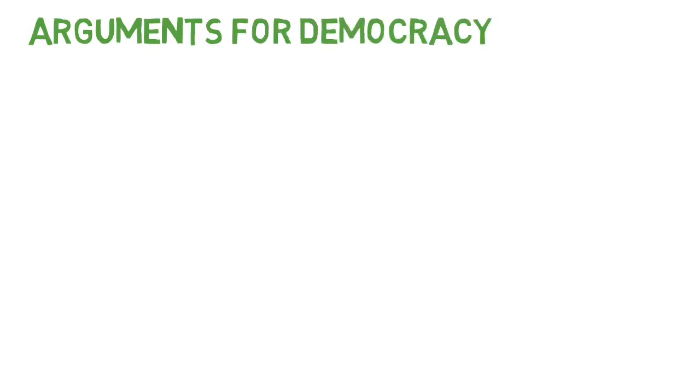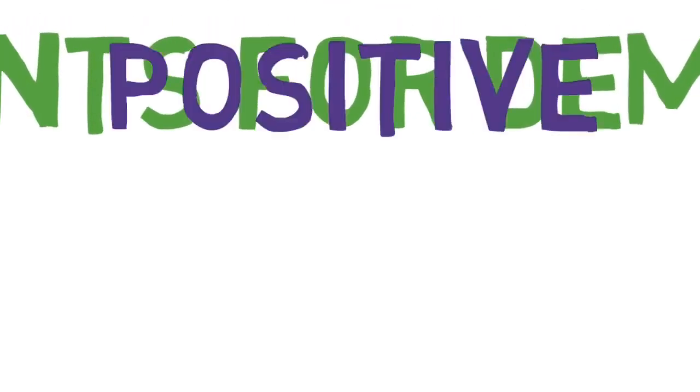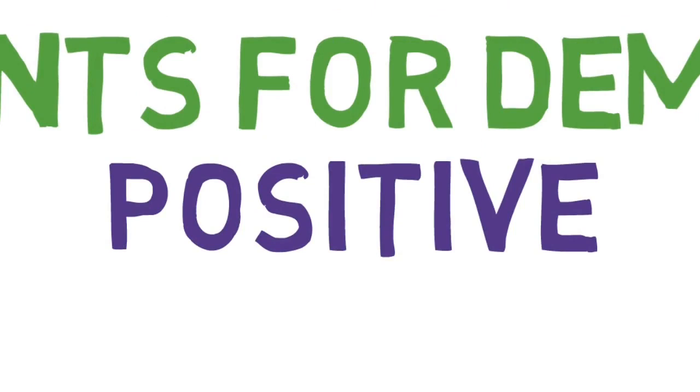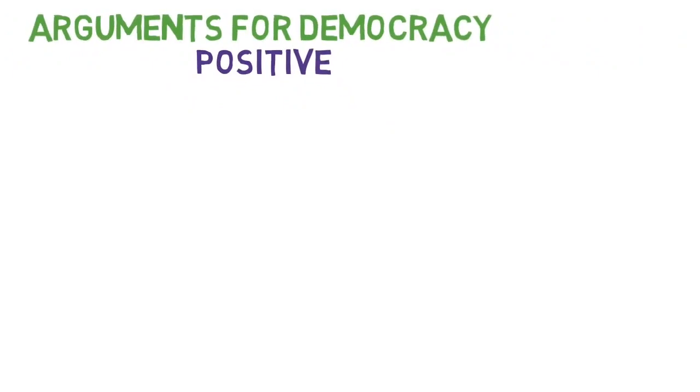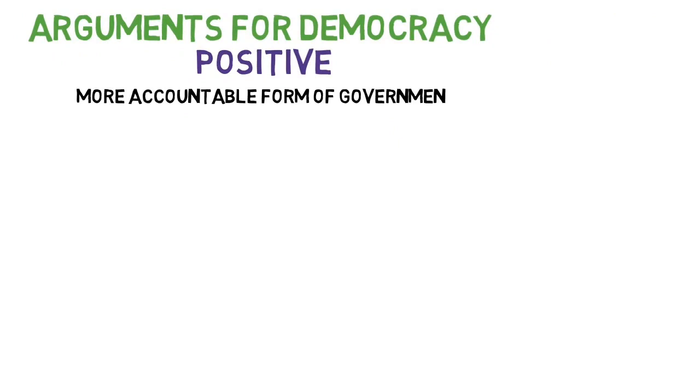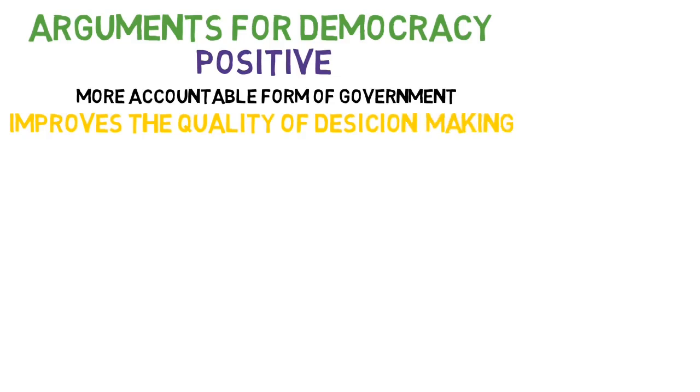Now we will see arguments for democracy, or arguments in favor of democracy, or the positive points of democracy, so that it will help us conclude whether democracy is good or not. So let's start with the positive points. It is a more accountable form of government. How can we say that? Because a democratic government responds to the needs of the people. That's why it's more accountable.